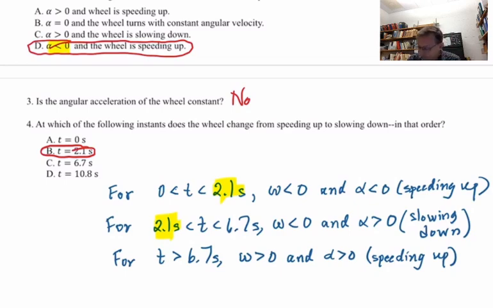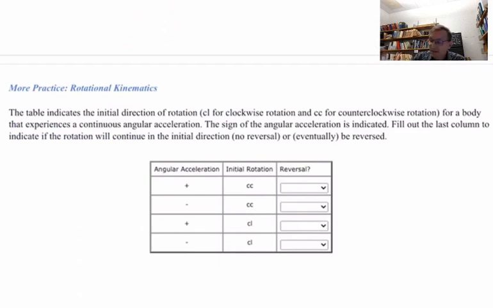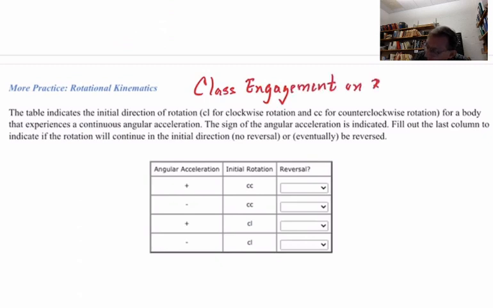Okay, I'm going to leave you today with a class engagement exercise to do on Blackboard, which is just more practice with rotational kinematics. Let me write this, and then I'll read to you what it says. Okay, class engagement on Blackboard. We've got a table provided here. It indicates the initial direction of rotation, CL for clockwise and CC for counterclockwise, for a body that experiences a continuous angular acceleration.